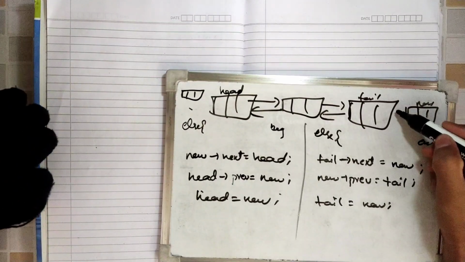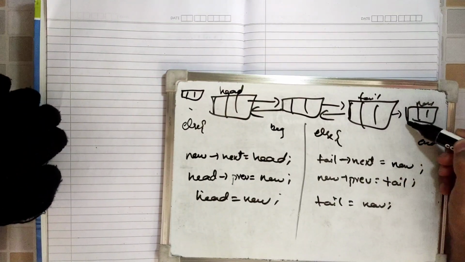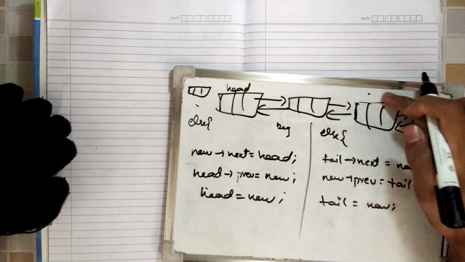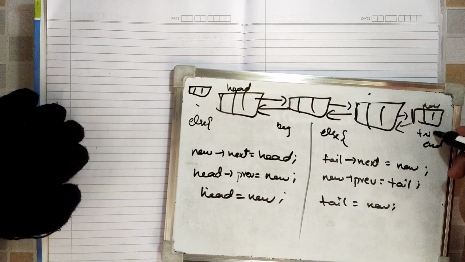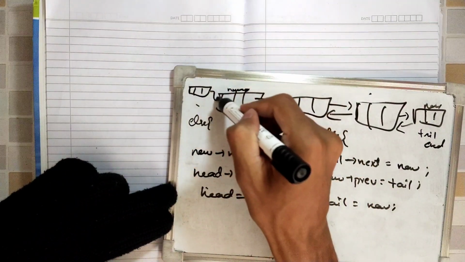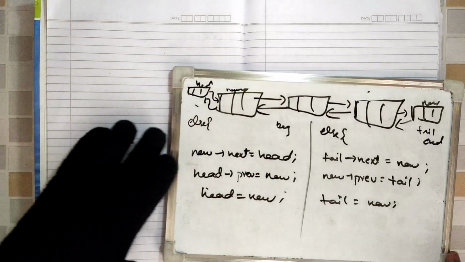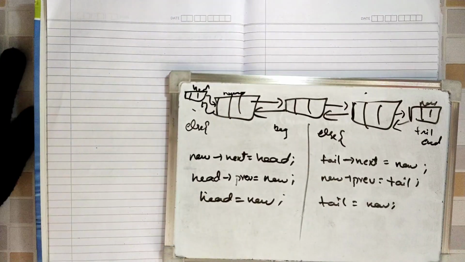So you understood, right? So tail of next equals to new provided connection, new of prev equals to tail provided connection, tail equals to new. Here head equals to new. So here the connection was provided like this. So this is my head. Understood, right? Now same thing, let me show you the deletion part.